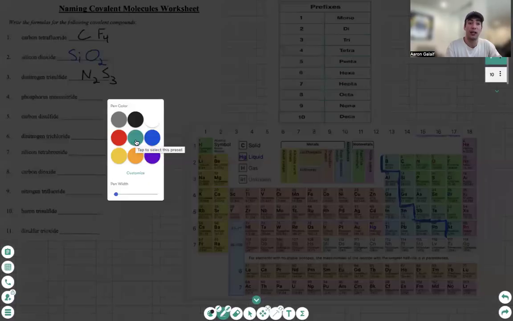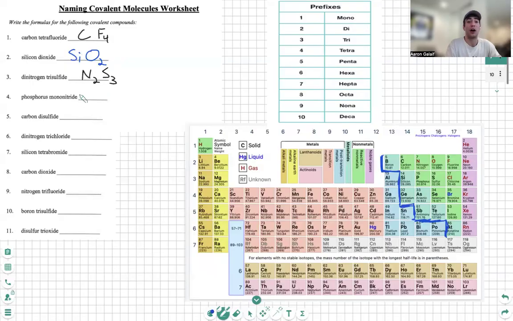Phosphorus mononitride. That is one heck of a name, isn't it? So phosphorus doesn't have any prefixes, so we're going to just write a P all on its own. Mononitride has the prefix of mono, so it does just have one. The second term always, always, always needs a prefix for covalent bonds.